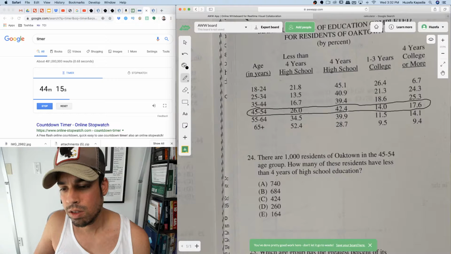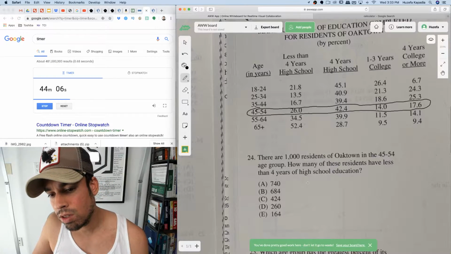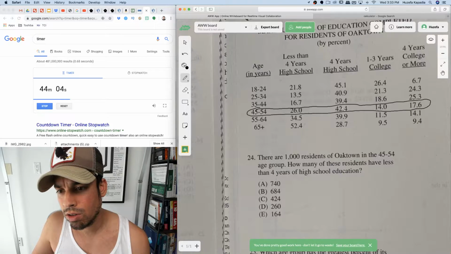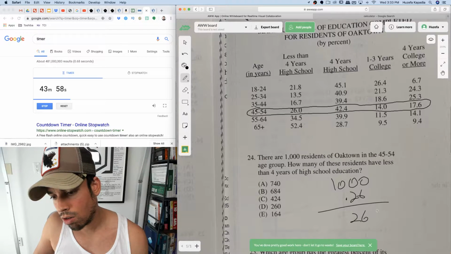So it's 27, just make sure it adds up to 68, 78, 82. Yeah, so each one of these is 100. So 26% of these are this. How many of these residents have less than 4 years? So this is 4 years, so less than, it's 26. So it's 0.26 times 1,000, which I don't need a calculator for. It's 260.